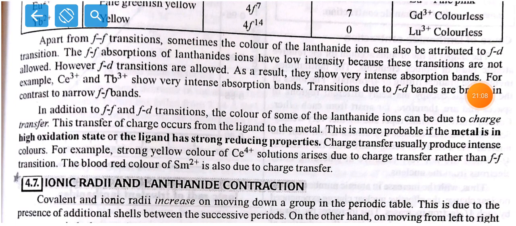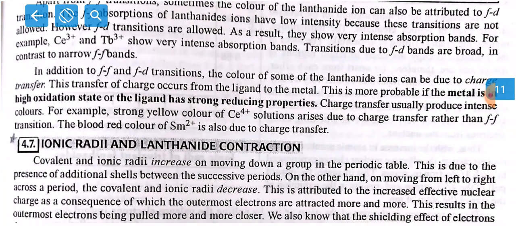However, f to d transitions are allowed. As a result, they show very intense absorption bands. For example, cerium 3+ and terbium 3+ show very intense absorption band transitions due to f to d. F to d bands are broad in contrast to narrow f to f bands.